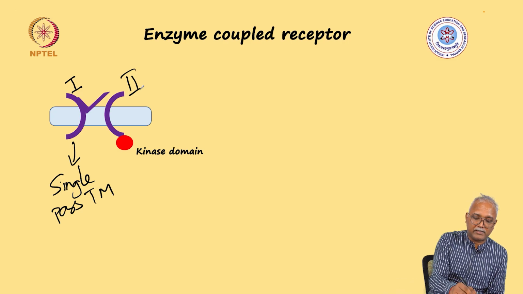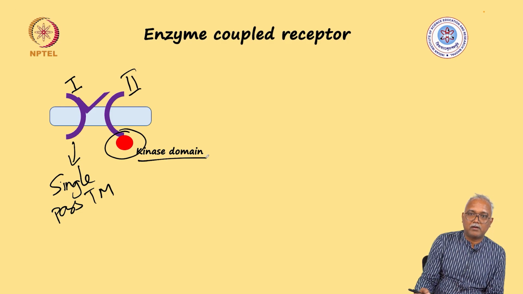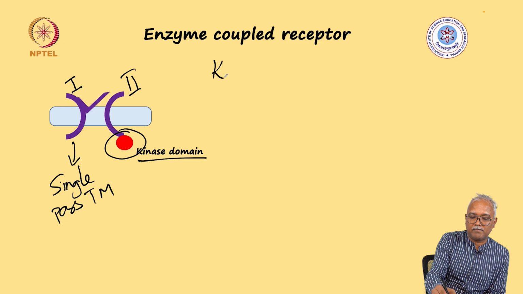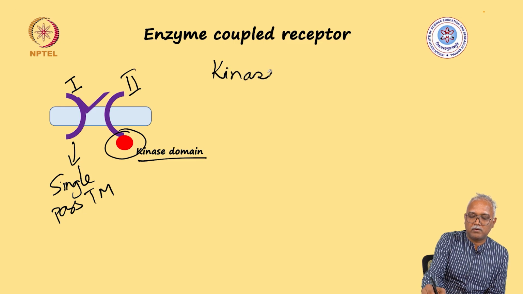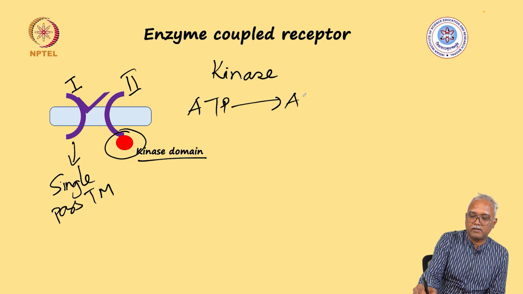So what you notice here is this thing which is the kinase domain. Kinase is an enzyme which will utilize ATP and hydrolyze it into ADP and phosphate.